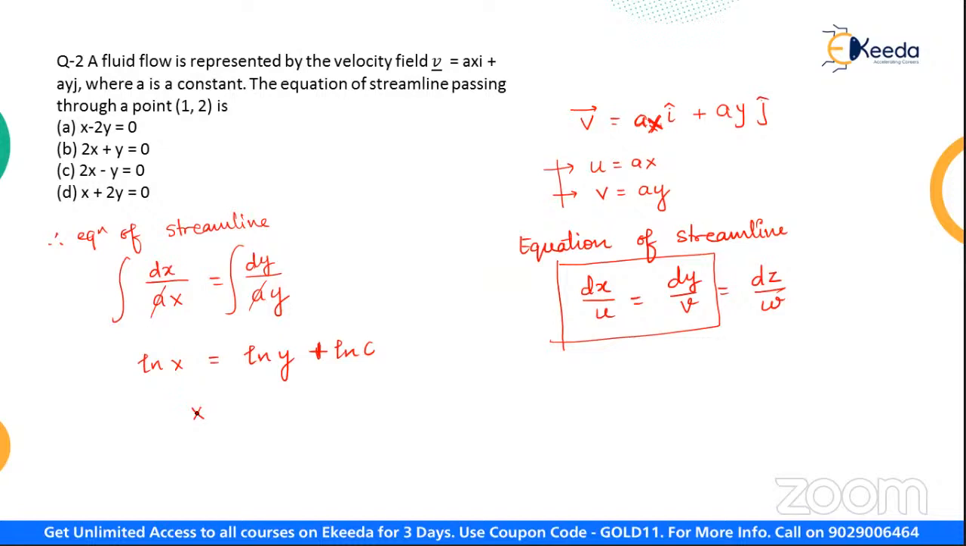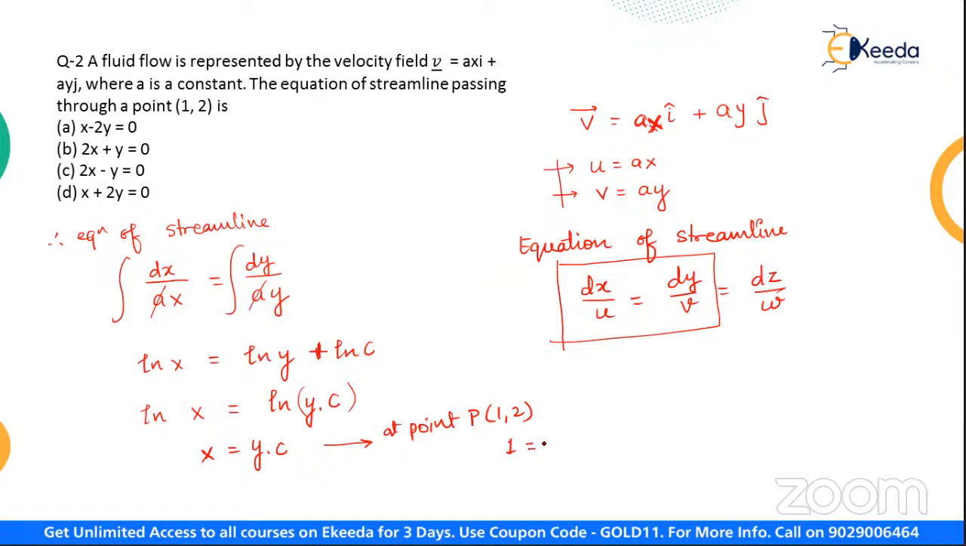Now here this ln x will be equal to, when the two terms are addition, then therefore the value of x can be written as y into c. Now since we need to calculate the value at a certain point, let's say we are denoting this point by p, which has a coordinate of 1 and 2.